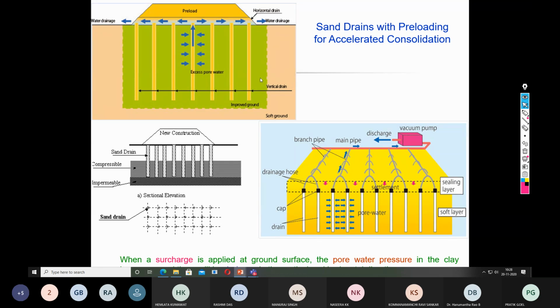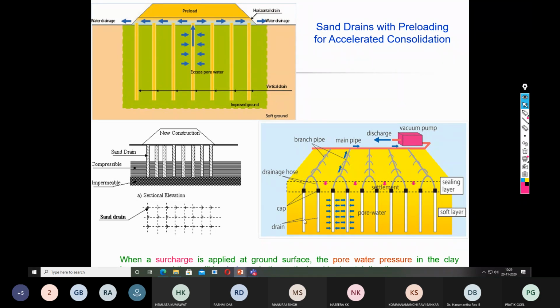Consolidation means expulsion of the water. So therefore we are fulfilling the condition of the consolidation mechanism. And these are all the arrangements that will show how the consolidation can happen over a bigger area.